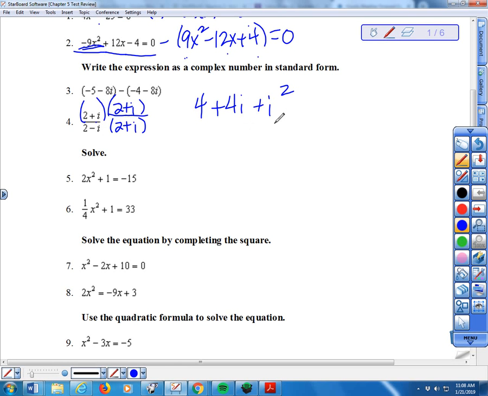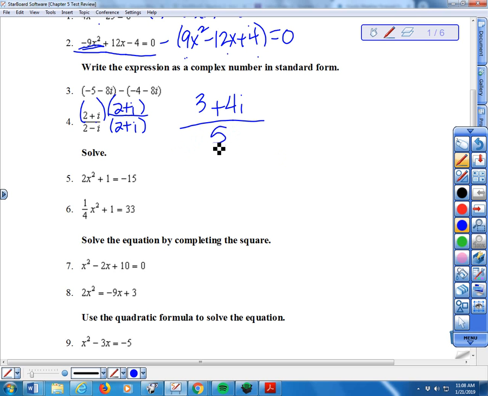i squared is negative 1. 4 minus 1 is 3. So there's your numerator. Your denominator is a difference of two squares, so it's 4 minus i squared, no middle term. That positive and negative sign forces the middle term to drop out. i squared is -1, so it's 4 minus -1, which is 5.